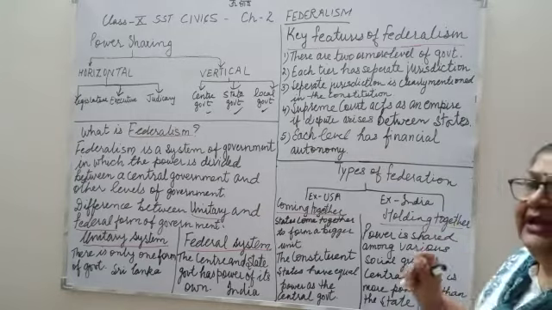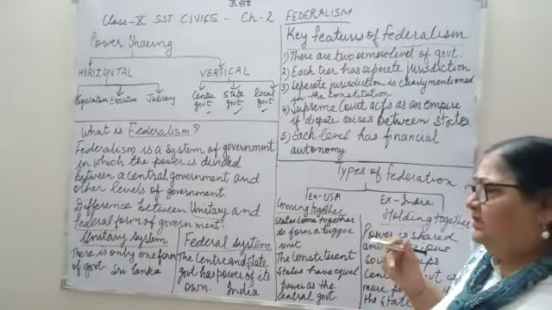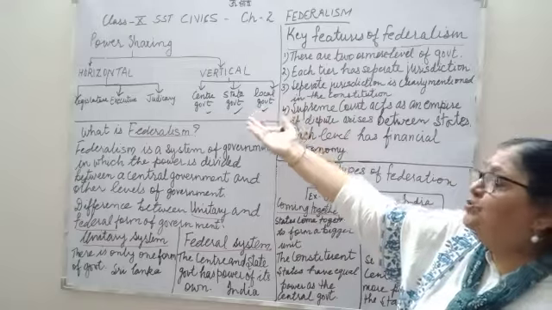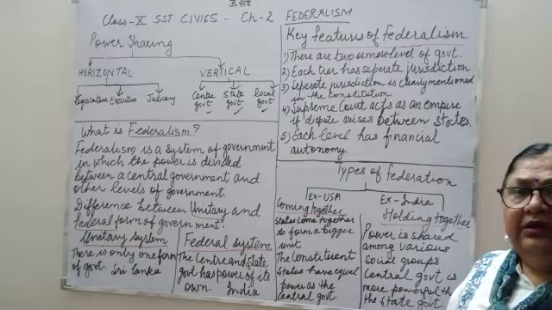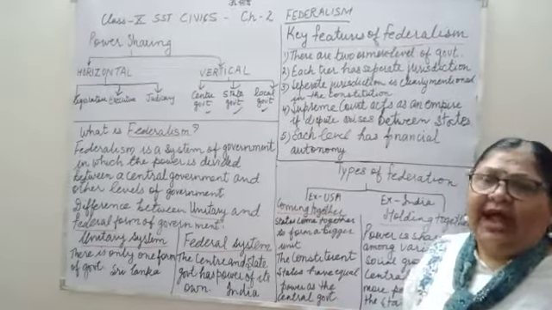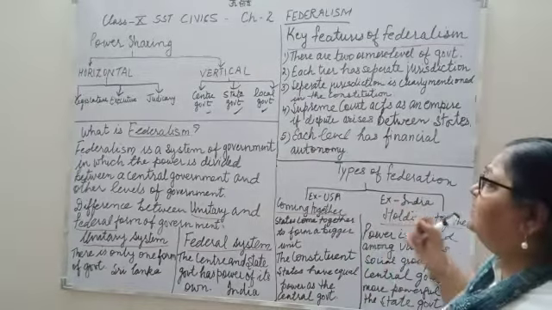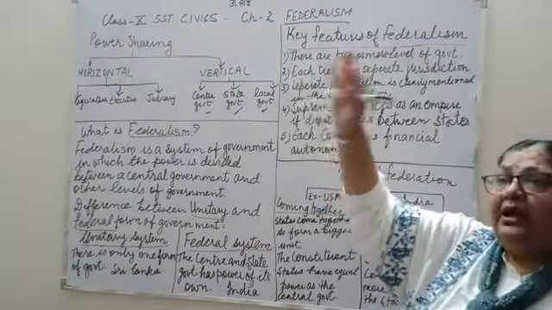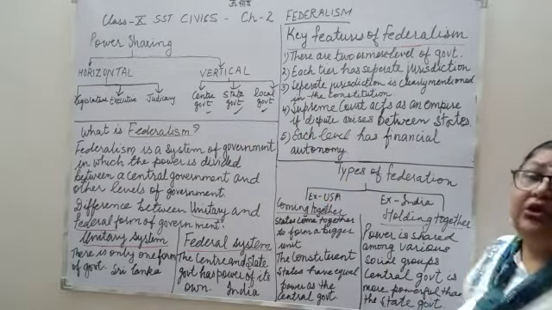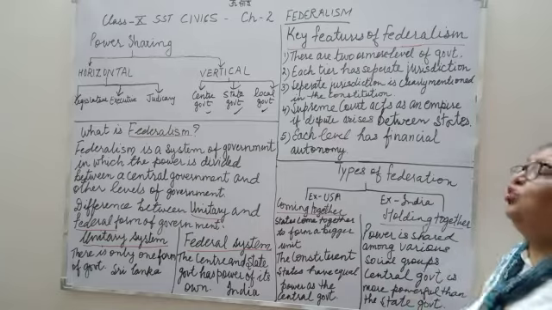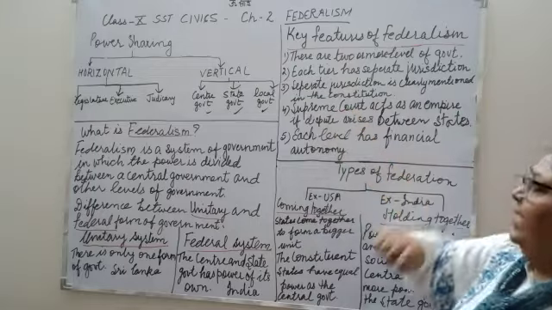For example, I will give you one example here. Since independence there has been a long dispute over Kaveri river water, because the Kaveri river passes through these 3 states, and over the distribution of water, conflict has arisen a number of times between Karnataka, Kerala and Tamil Nadu. In that case, where will the governments go? State governments cannot go to their own high courts. So in that case, the Supreme Court acts as an umpire.